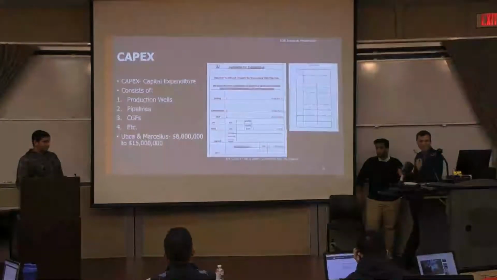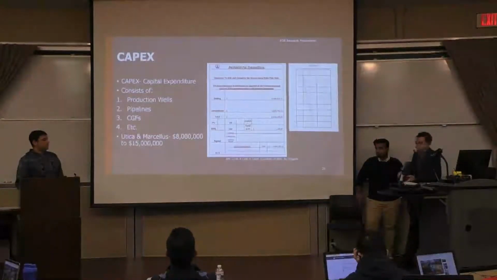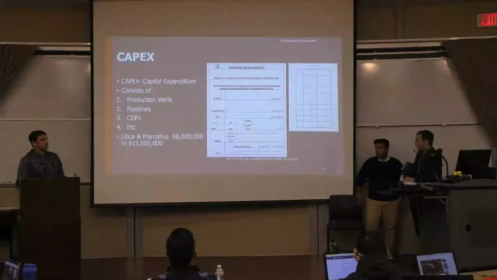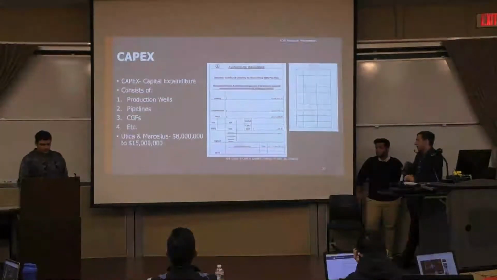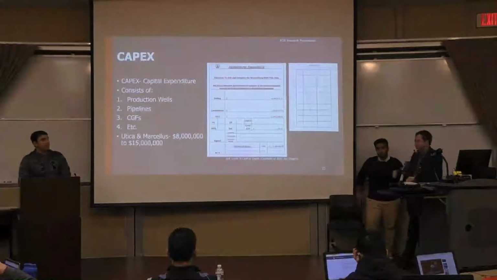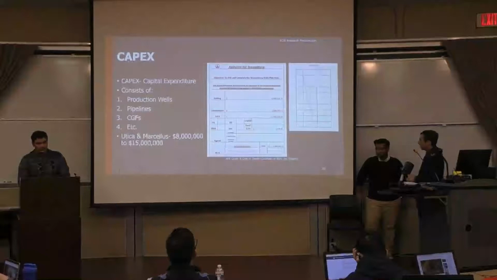What does that consist of? As a company, that can be anything: production wells, central gathering facilities, pipelines, injection wells. Specifically in our case, Utica and Marcellus wells, you typically see costs from $8 million to $15 million with your superlaterals in that particular case.